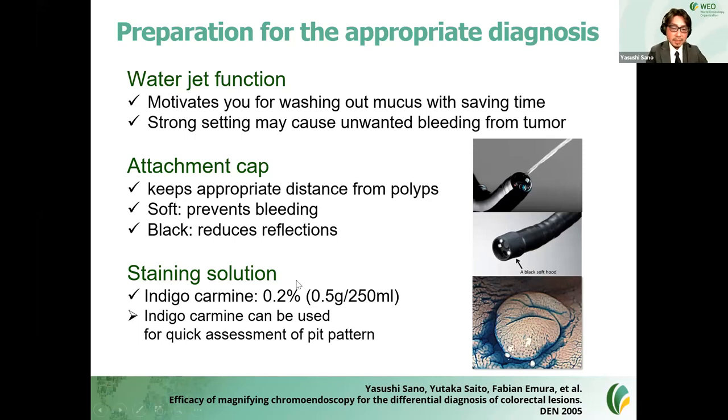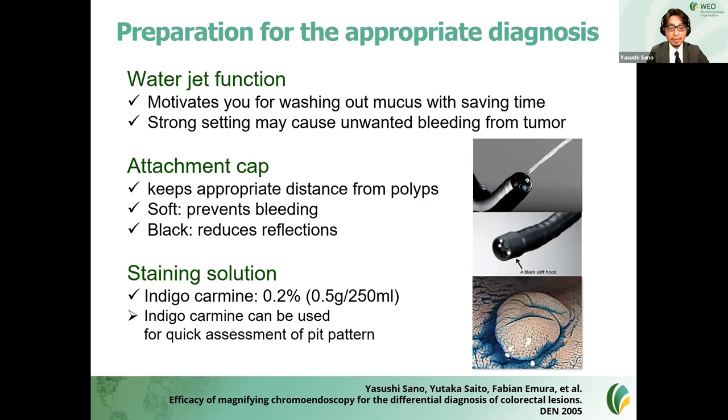The attachment cap is very important to keep the appropriate distance from the polyps. It's so important to take a good image. The soft cap is also very important: it prevents bleeding and reduces the reflections. And if you want to assess the pit pattern, you need a staining solution such as indigo carmine dye.